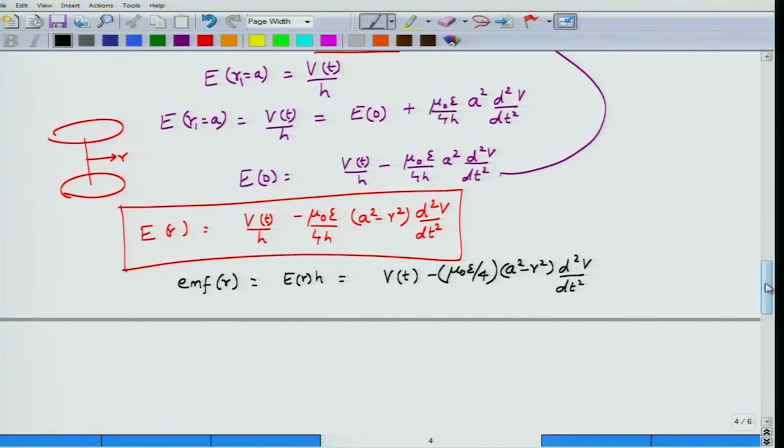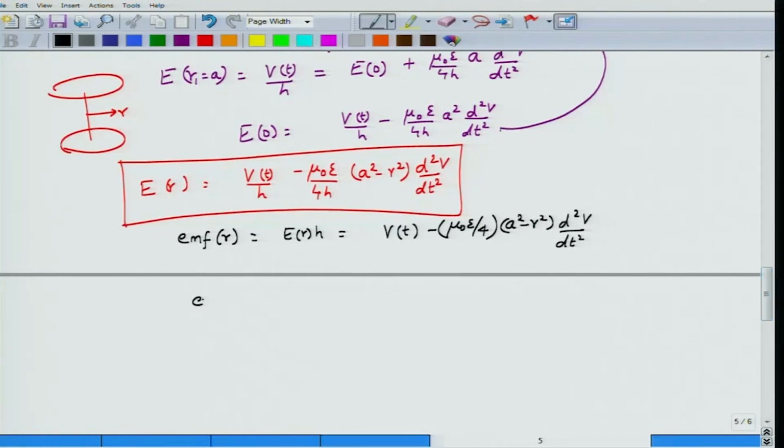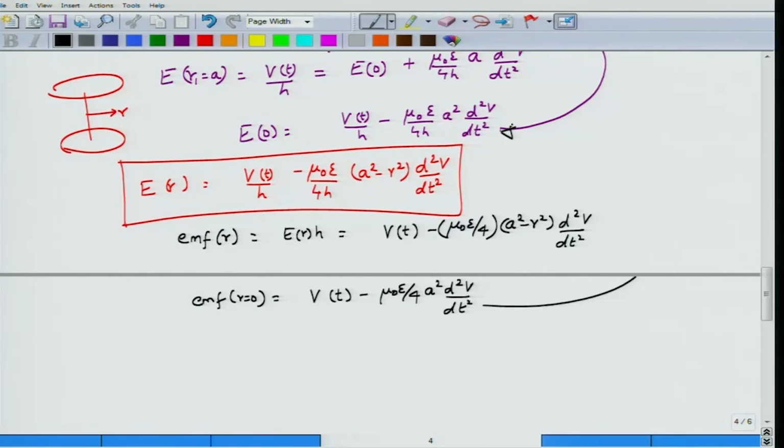What is the EMF at the center? At the center, EMF at r equal to 0 is given by V of t minus mu 0 epsilon by 4 times, and r equal to 0 will be just A square d square V by dt square. In fact, this is what we have obtained earlier. So, everything checks out in this equation.